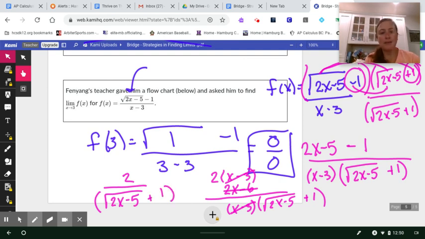And then I can reevaluate that limit for 3. If I plug in a 3 on top, I still get a 2. 2 times 3 is 6, minus 5 is 1. Square root of 1 is 1. 1 plus 1 is 2. So I would say I get a final answer of just 1.